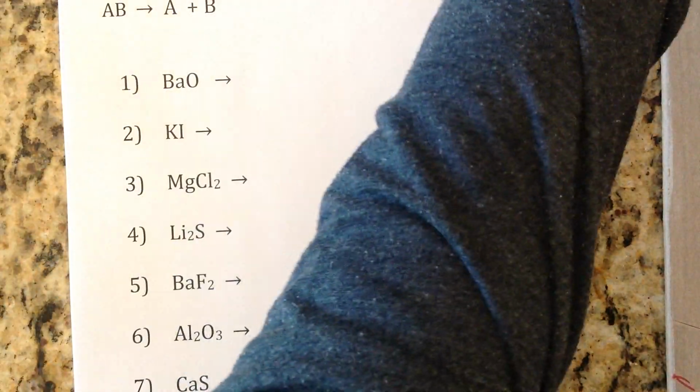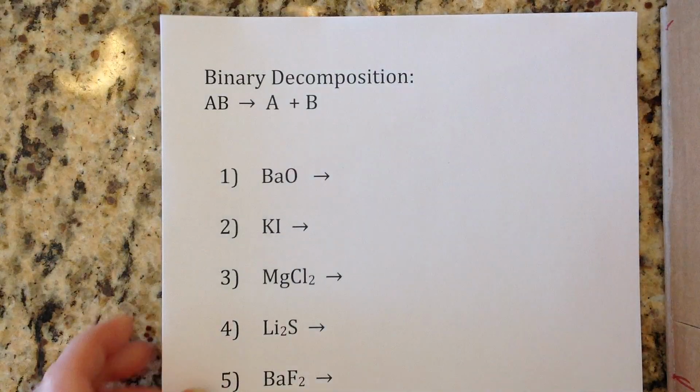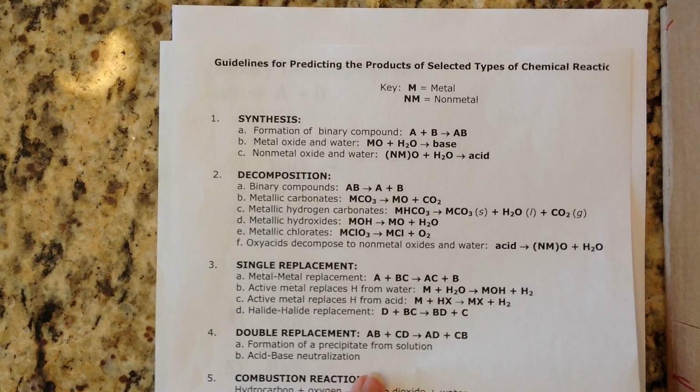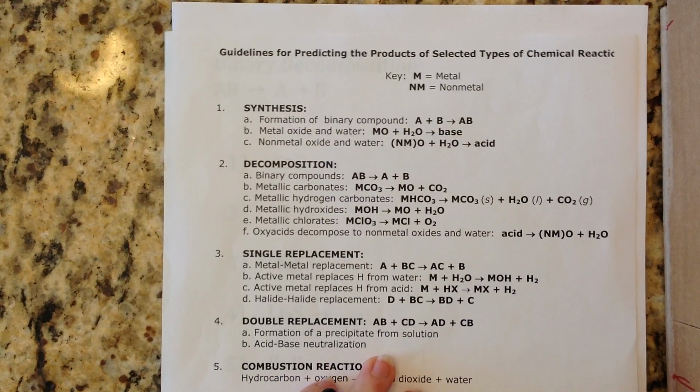Now, the goal of today's lesson is if I give you any reactant, you should be able to identify what type of reactant you have, and then you should be able to predict the products that you're going to get from that reactant. So again, we're going to be very, very dependent on this page from our reference table packet.